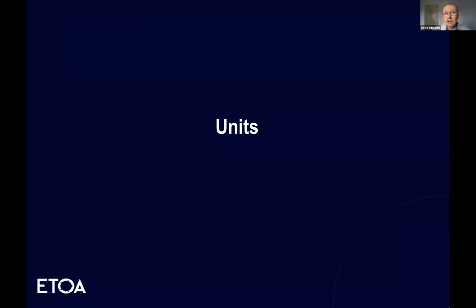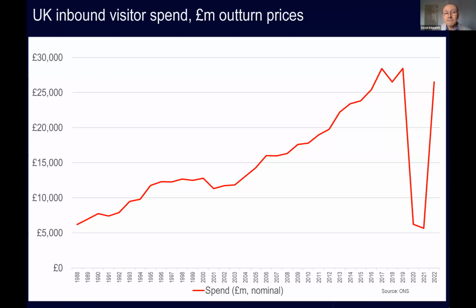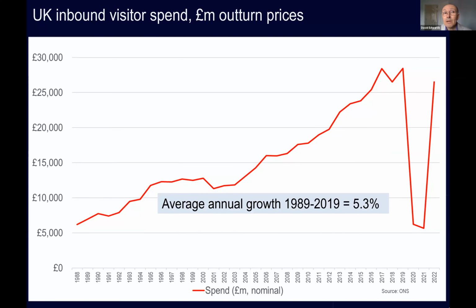Purely to illustrate this, I'm going to use data from the United Kingdom for inbound tourism spend, but frankly, the same would apply for any destination. So our very first chart looks at long-term trends in inbound visitor spending to the UK each year from 1988 through to last year. This is literally just the data as it was published each year as history passed, so what's called out-term prices. If we analyse the data, we would find that the average annual growth over that period has been 5.3%.